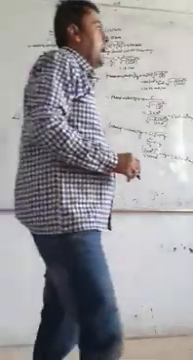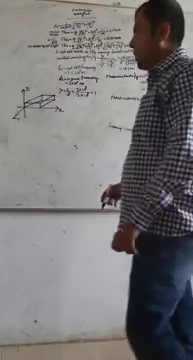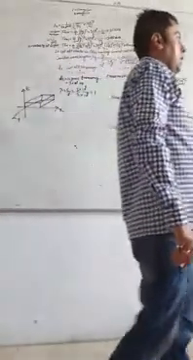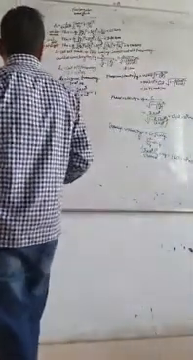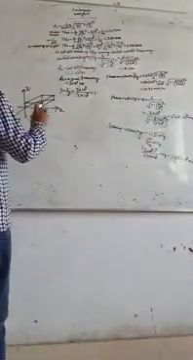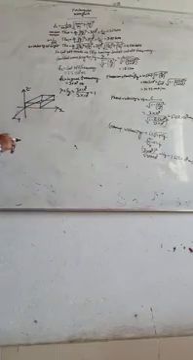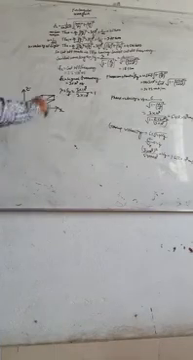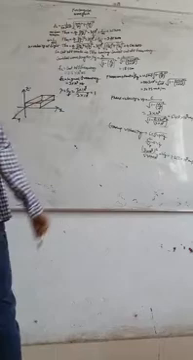m and n are the wave numbers of the waveguide operating in transverse electric or magnetic field. So a is the length, b is the breadth of the waveguide. It is given a as 6 cm, b as 4 cm.